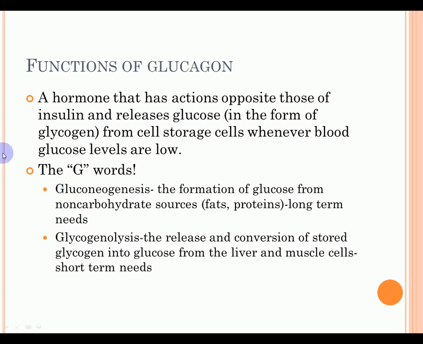Okay, gluconeogenesis is the formation of glucose from non-carbohydrate sources, so things like fats and proteins, and this would help you with long-term needs. So when your body's starving, what does it start doing? Breaking down fats, breaking down proteins, and it's turning to long-term needs.